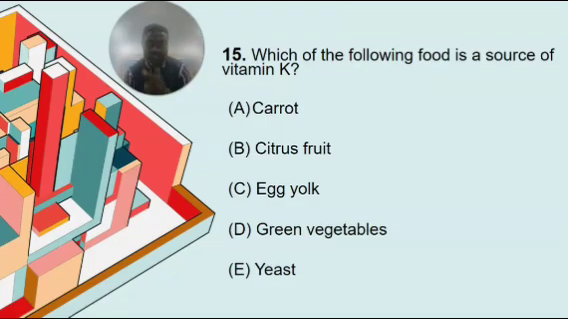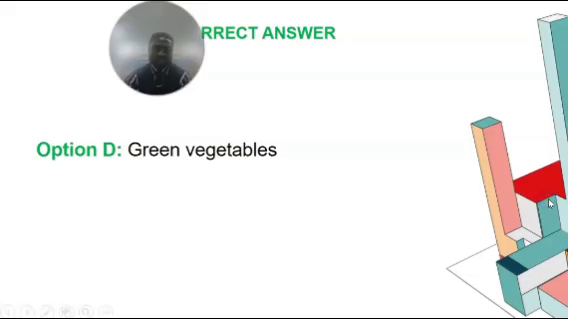What is your answer? The answer is option D, green vegetables, because vegetables contain more of vitamin K compared to other vitamins that are found in trace amounts or micro amounts. We call them micronutrients. Carrots, citrus fruits, egg yolk, yeast possess different vitamin content, but you find more of vitamin K in green vegetables such as spinach, cucumber, and the rest of them. So green vegetables is the answer.